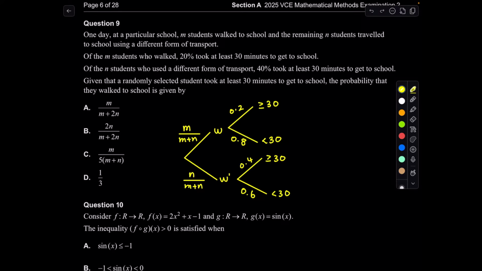Now the question says, given that a randomly selected student took at least 30 minutes to get to school, find the probability that they walk to school. So they walk to school, and because they also said "given", we've got to put the given: that a randomly selected student took at least 30 minutes. So at least 30. This is a beautiful question. What a beautiful, easy, nice question.